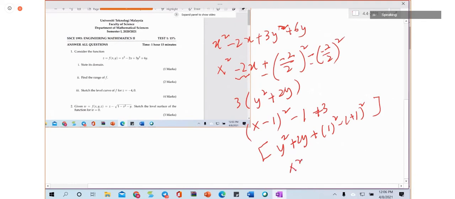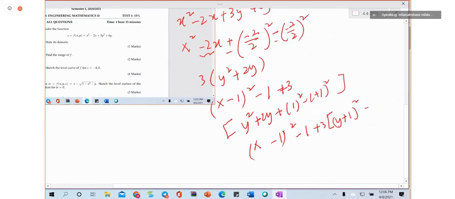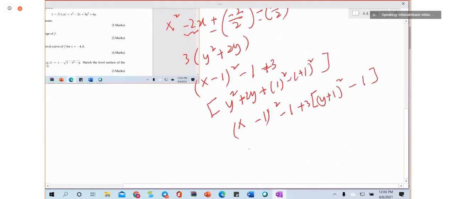So we have (x minus 1) squared minus 1 plus 3. Inside we have (y plus 1) squared and then minus 1. Correct. Then we already have (x minus 1) squared minus 1 minus 3 will be minus 4. This is plus 3(y plus 1) squared minus 4.